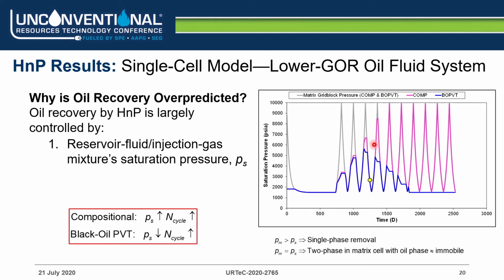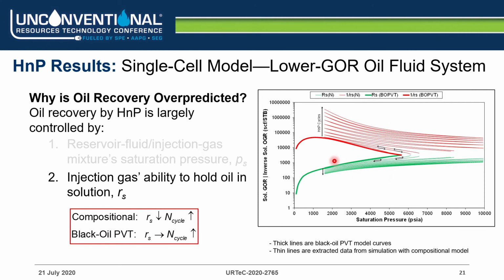The other part that is important to look at is when the fluid system becomes 2 phases, which in this case is reflected by the saturation pressure being equal to the cell pressure. What happens then? What controls oil recovery then? That's really the gas's capacity to carry oil in solution at some pressure. The red line here shows you the little rs of p curve, or the inverse of that, for the black oil model, the thick red line.